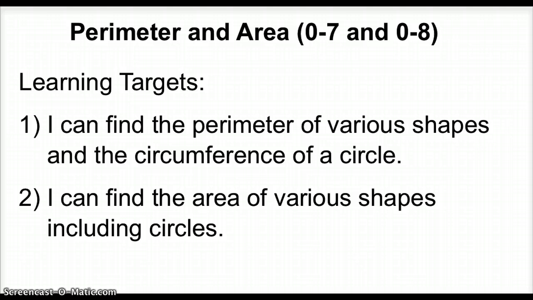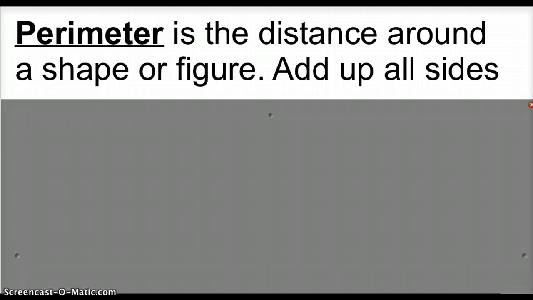Number one is I can find the perimeter of various shapes and the circumference of a circle. And number two is I can find the area of various shapes, including circles. So we're looking at things like squares, rectangles, and circles. Okay, so those are the two learning targets that we want to accomplish during this time.